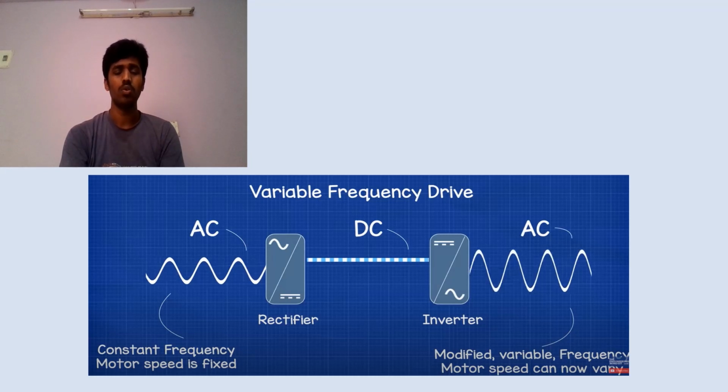So, if you want to get a variable AC output, then we use variable frequency drives. This variable frequency drive consists of a rectifier and an inverter. The rectifier will convert AC to DC, whereas the inverter converts DC to obtain a variable AC.